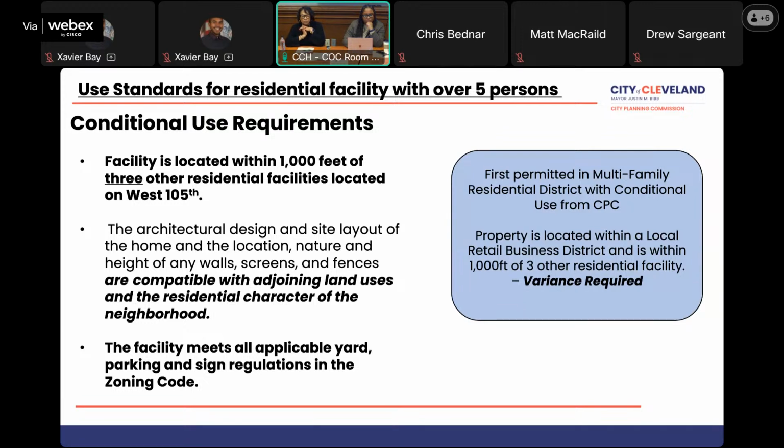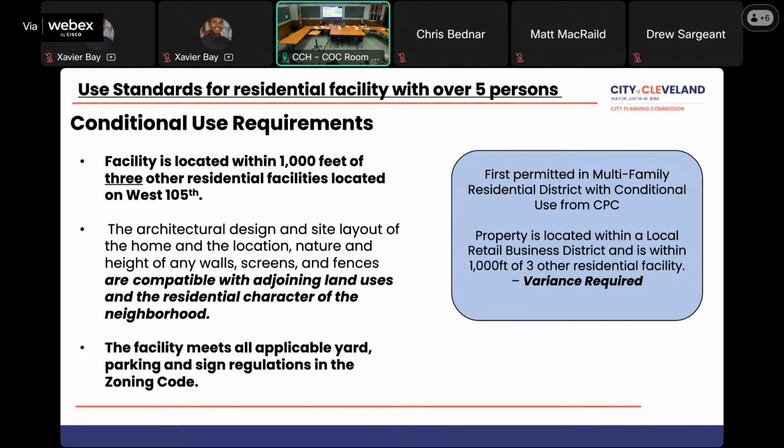And we're doing the conditional use. What are the variances they need from those? Yep, the variances they need from the Board of Zoning Appeals are a use variance, because the use they're proposing is first permissible in a multifamily zoning district, and they're located in a 2-family zoning district. They also need a variance for area. They're within 1,000 feet of 3 other existing residential facilities.